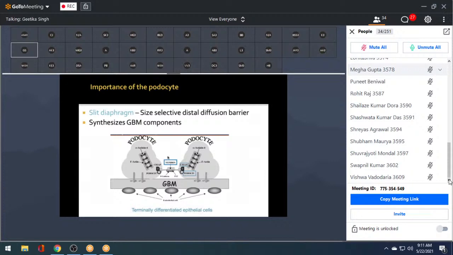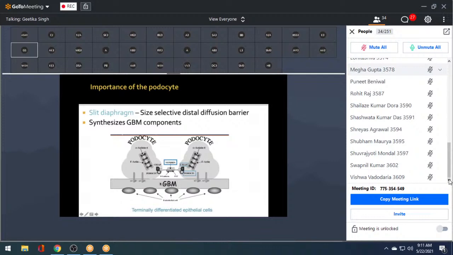Now, in this whole filtration barrier, the 3 layers of the filtration barrier, the podocyte, which we've seen on a scanning electron microscope and transmission electron microscopy, plays a pivotal role. It is absolutely pivotal in maintaining this filtration barrier because it provides this last line of defense by forming this slit pore.